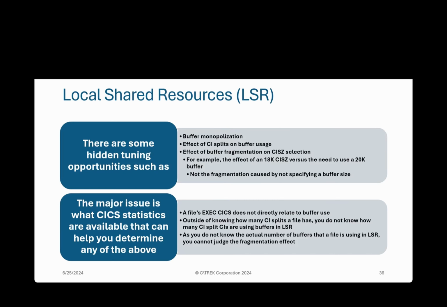So in many cases, it may be better to raise that file from an 18K CI size to a 20K CI size so that it uses the complete space that's out there, okay? But you don't know how many buffers a particular file is using because you don't get that statistic from CICS, okay? So you need that sort of information, which you will get from C-Track, and I'll show you that in a second.